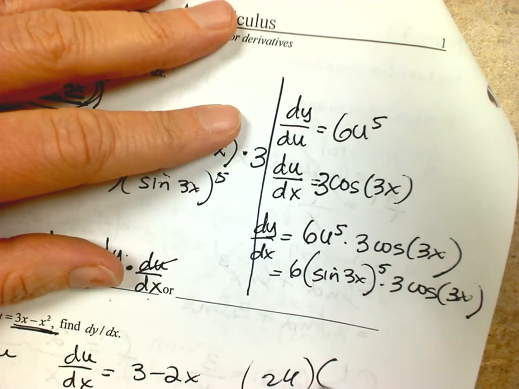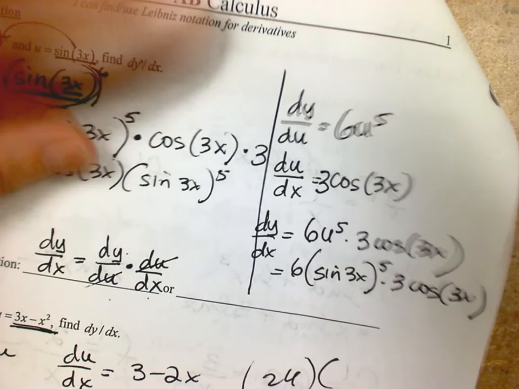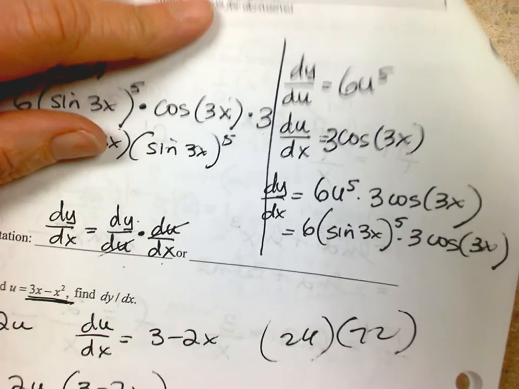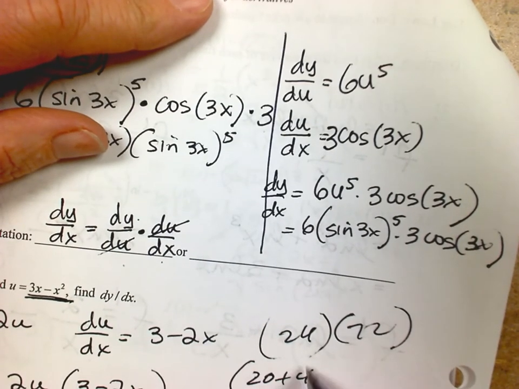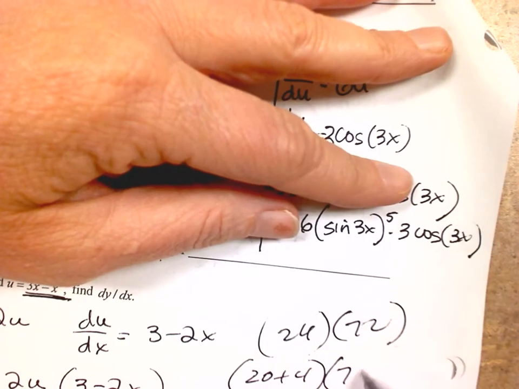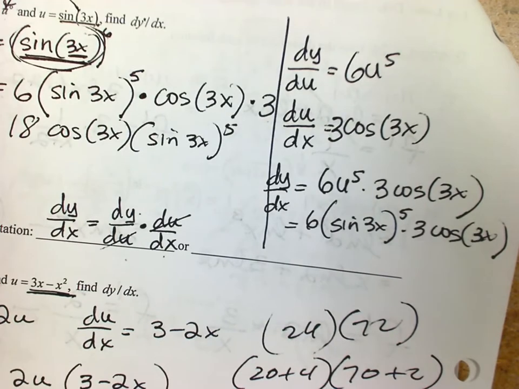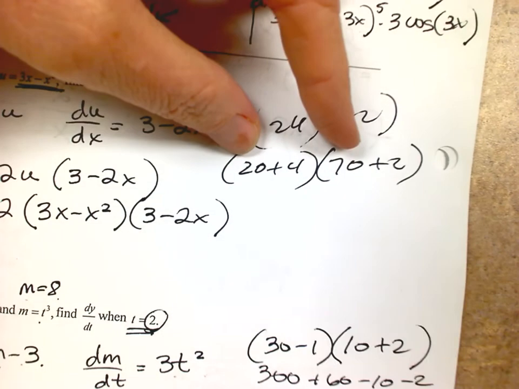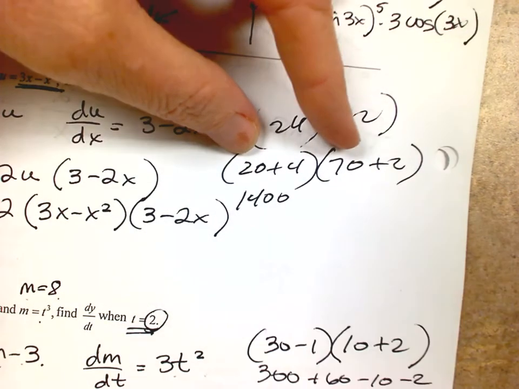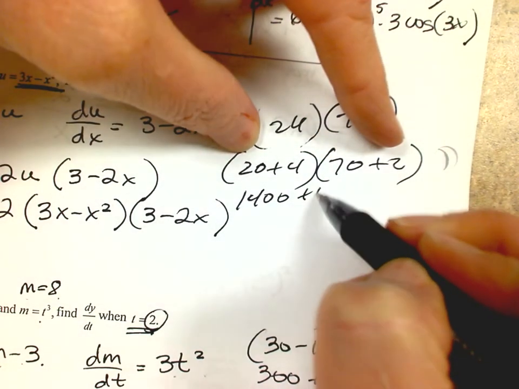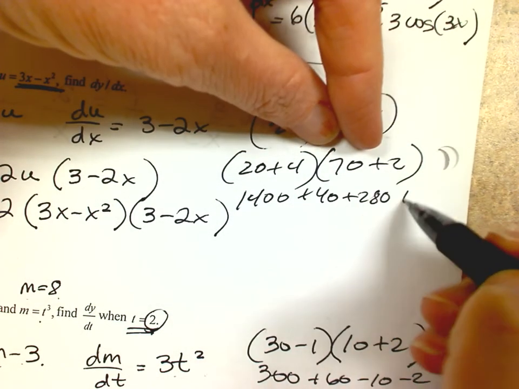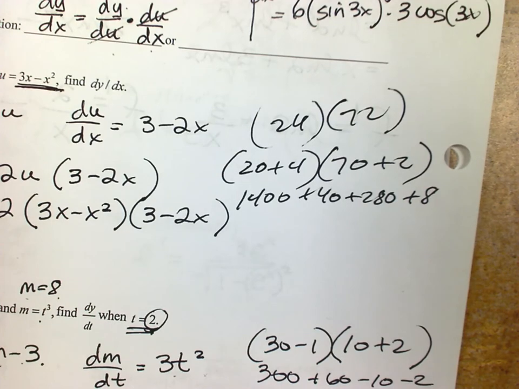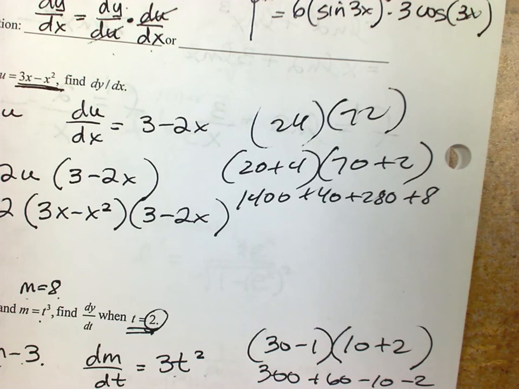24 times 72. Okay. So 20 plus 4, remember, expand. 70 plus 2, expand. I like the addition ones because they're easier, right? You could also do subtraction. So 20 times 70, what is that, 1,400? And then this is 40, and this is 280 plus 8. That's a lot easier to add together. Not as easy as before, but I'm pretty sure I could add that.